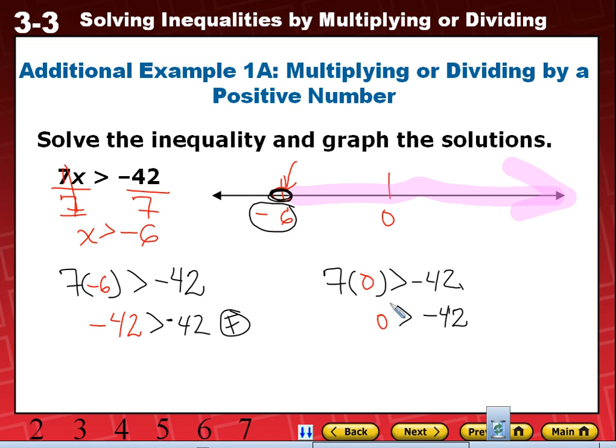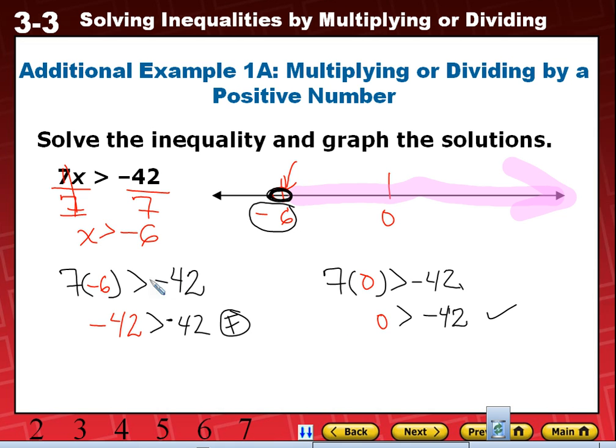Let's read this. 0 is greater than negative 42. Is that true? Yes, we know that all the negative numbers are less than 0, or any positive number is greater than negatives, right? So therefore, 0 is greater than negative 42. That is correct. And this is just to let you know that whenever we graph and we leave this point an open circle because it doesn't have the equal sign right underneath the inequality, that tells us that we do not include that point in our solution set, okay?